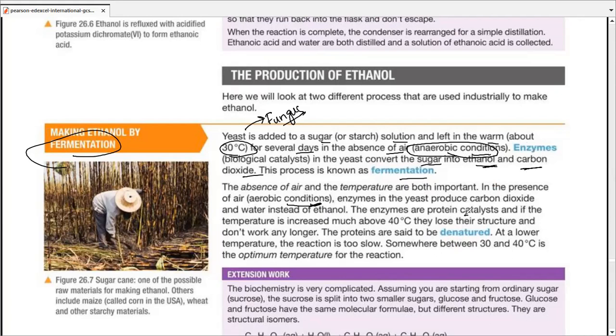The enzymes are protein catalysts. They don't work if the temperature is increased above 40 degrees centigrade. They lose their structure and don't work any longer. We use the term denatured for those proteins. At a lower temperature, the reaction is too slow to complete. So anywhere between 30 and 40 degrees centigrade is the optimum temperature for the reaction to work. So we need an optimum temperature, we need yeast, and we need anaerobic conditions for the fruit juice to be converted into alcohol.